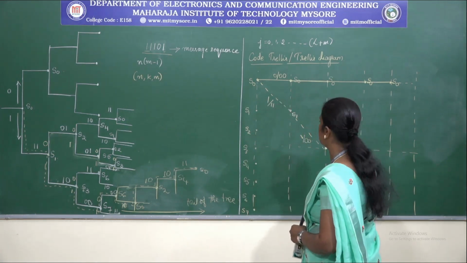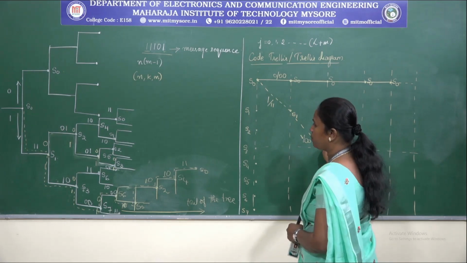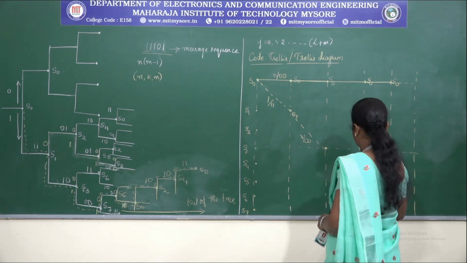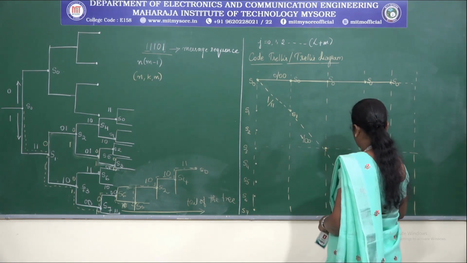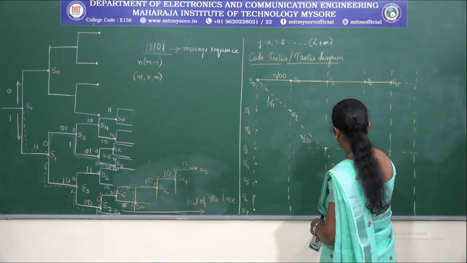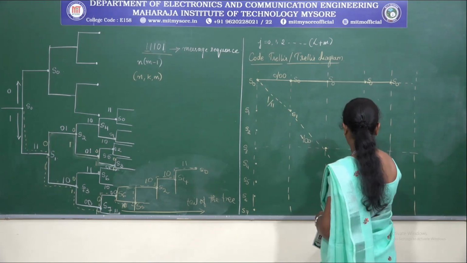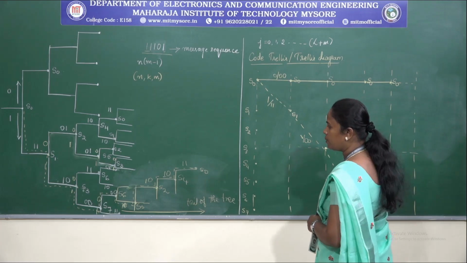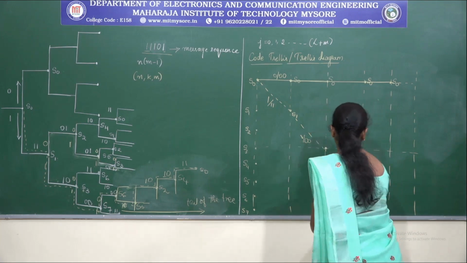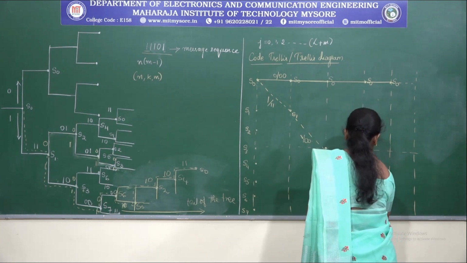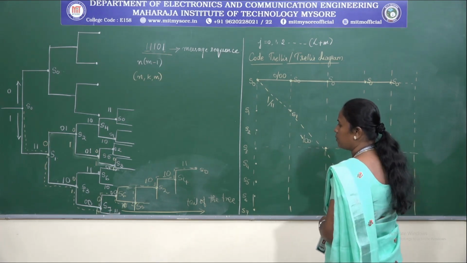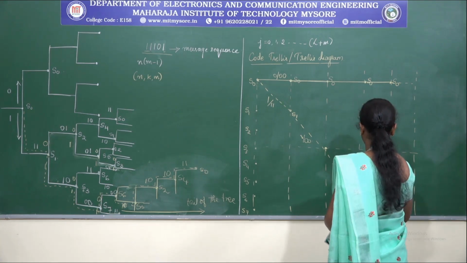Next, from S3, again the input is 1, so it reaches the next stage, S7. So this is for input 1. What is its output? Its output is 1 1. Okay. So now from this stage, with input 0 it reaches S6. With input 0, so this is your S6. S6 with input 0 means it is a dark line. Okay. So S6 with output 0 0.